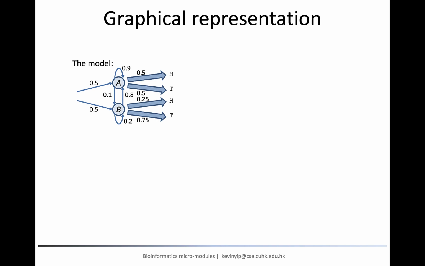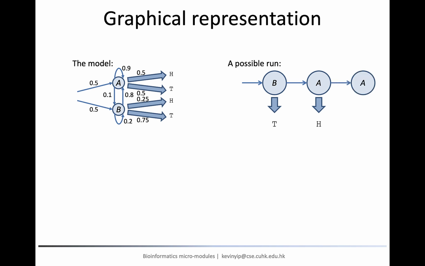Given this setup, one possible run of the game is as follows. First, we randomly draw a coin, and it turns out to be coin B. We flip it and get a tail. Next, we put the coin back to the pocket and then draw a coin out from the pocket, which turns out to be coin A. We flip the coin and we get a head. Again, we put the coin back to the pocket and then draw a coin out of it, which turns out to be coin A. We flip it and we get a tail.